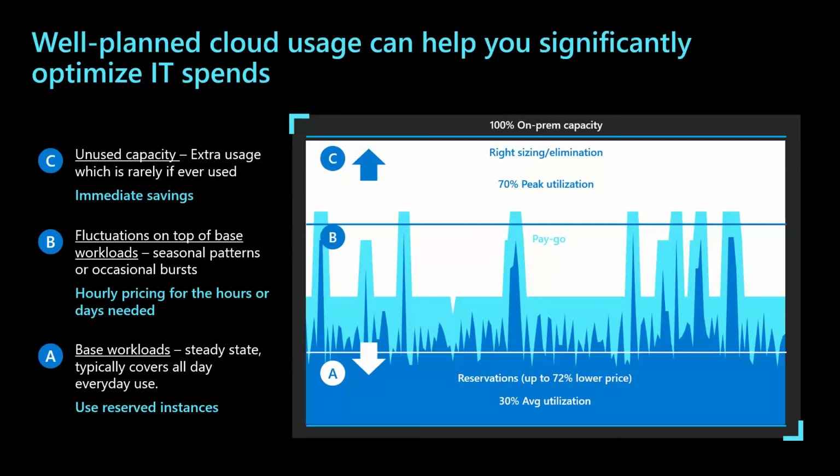Point B shows fluctuations on top of the base workload, so seasonal patterns or occasional bursts. Azure has hourly pricing for the hours or days needed, in a pay-as-you-go model, so we can hit those numbers. And then the very base workloads, the steady state, the point where we know we need virtual machines to act maybe as our domain controller or to host our ERP application or our database or maybe a custom application. We can use reserved instances to pay for those Azure services, and then get up to a 72% discount on those reservations.